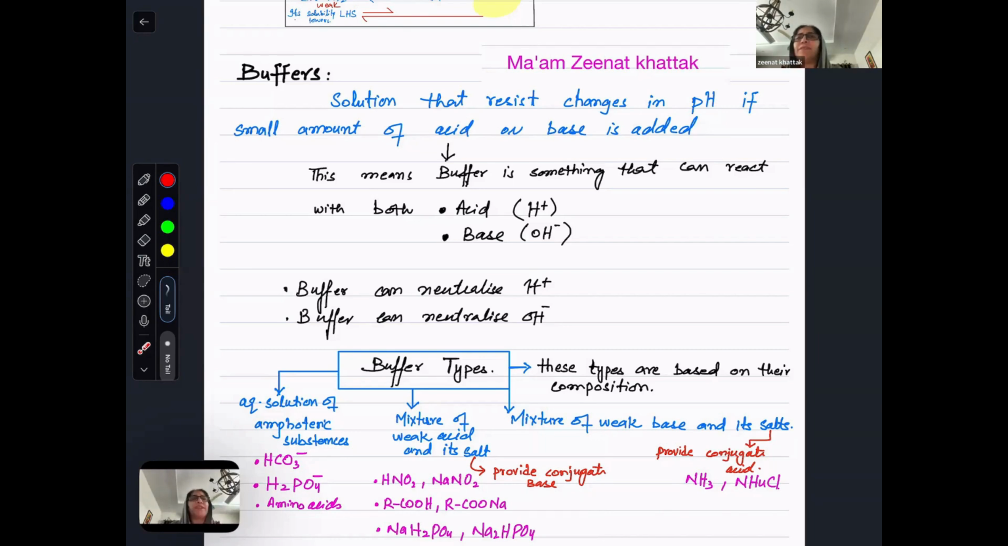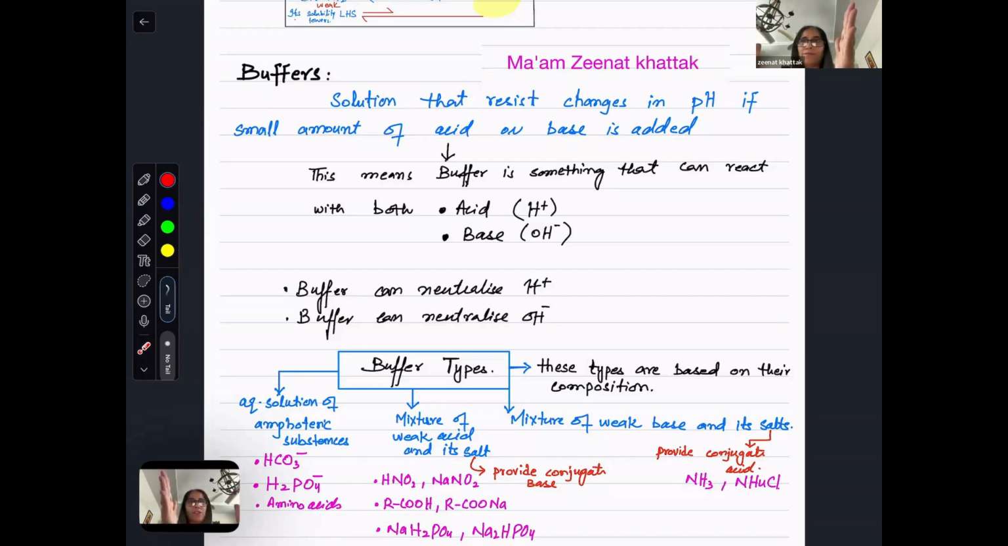Most of the students find buffer a bit difficult, right? You know what is the reason? Because they don't understand what actually a buffer is. What is a buffer? It's not just a substance, it's a solution. It must be an aqueous solution. Buffers are aqueous solutions that resist changes in pH. They don't let the pH change, even if H plus and OH minus are added to that solution.